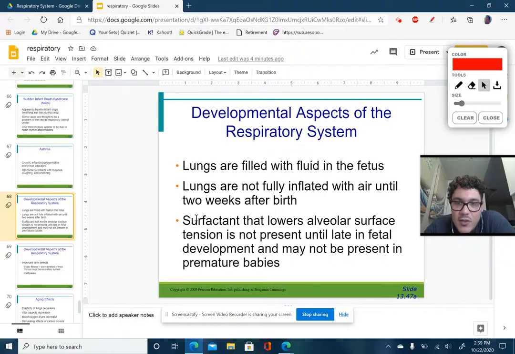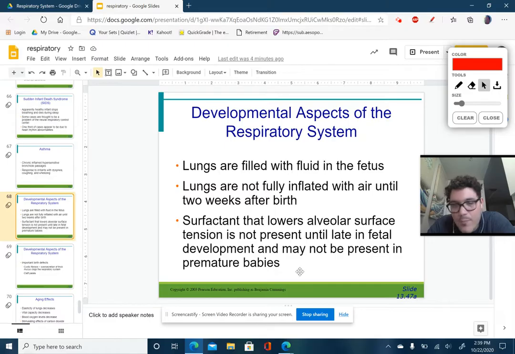And then finally, surfactant. Surfactant is a compound that we've talked about in some videos in the past, that it's secreted and it covers the alveoli. It helps to lower surface tension. When you lower surface tension, it allows gases to move faster. This does not present itself until late in fetal development, so third trimester, and that can be a problem for premature babies.